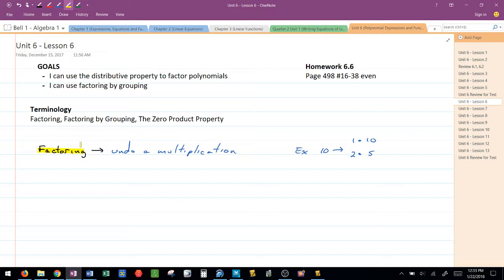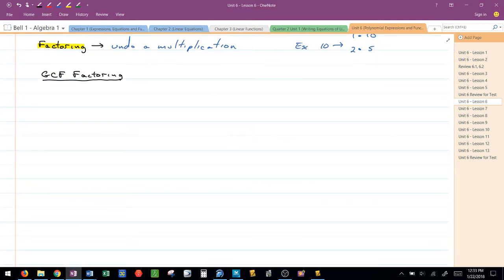The two techniques that we're going to focus on for factoring today are, first, undoing the distributive property, which is known as GCF factoring, and the second one is called factoring by grouping. Bear with me on the video; hopefully it'll make a lot of sense to you guys. The first one we want to do is GCF factoring. GCF factoring specifically refers to the result of something that we got when we did the distributive property.